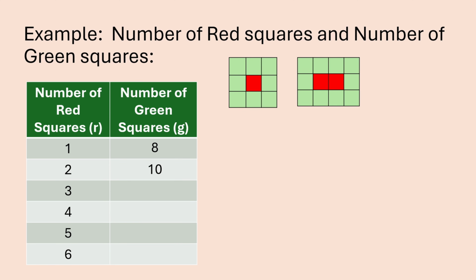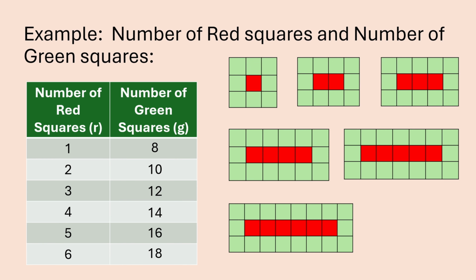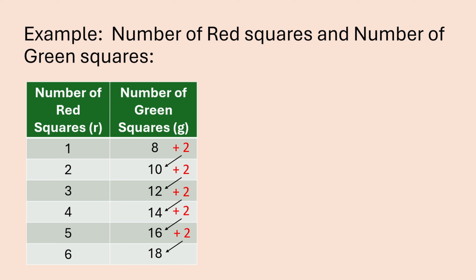If R is equal to 2, then G is equal to 10. If R is equal to 3, then G is equal to 12. In a similar way, we can find the other values. We notice that the green squares increase by 2 each time, and we need to add a constant of 6 to each value to get the equation.